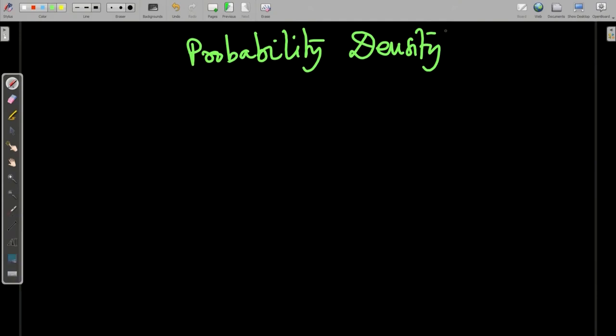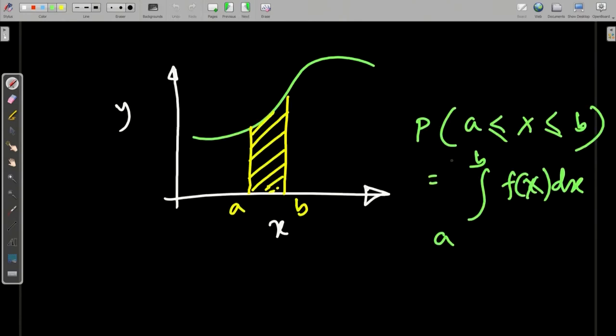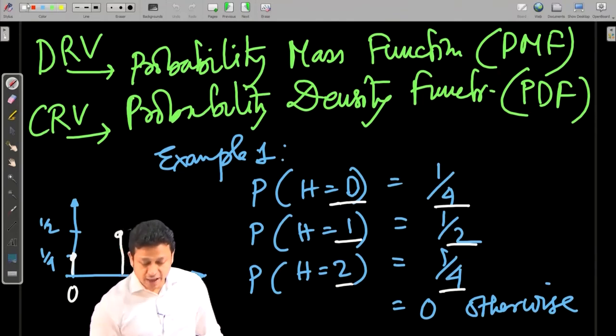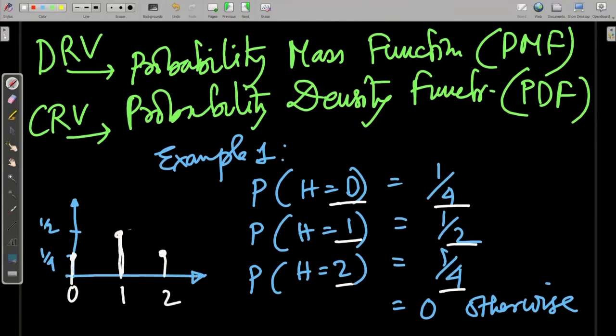Now, when we did this example, this one, let us say, when we did this 2 coin tossing example, we saw certain probability values for each of these different outcomes, okay.